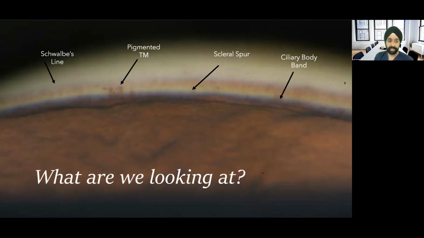And what we're looking at is, on the top left here, Schwalbe's line. This is where Descemet's membrane ends, where the cornea ends and sclera begins. This is the actual anterior aspect of the trabecular meshwork. And that's the line right there, that white line you see anterior to this larger, darker line, the pigmented trabecular meshwork, as you know, where the outflow goes through the conventional pathway. And then here's the scleral spur, which is just below or posterior to the pigmented trabecular meshwork. And then on the bottom, this brown line is the actual ciliary body band.